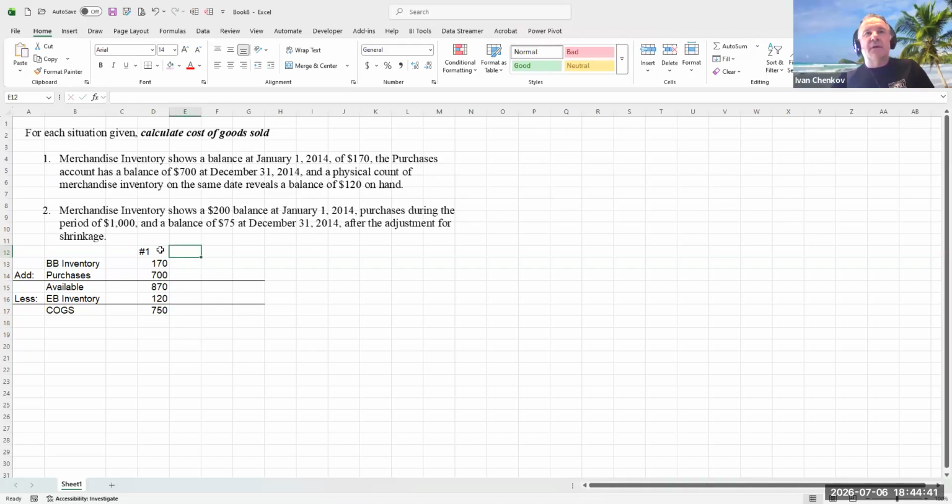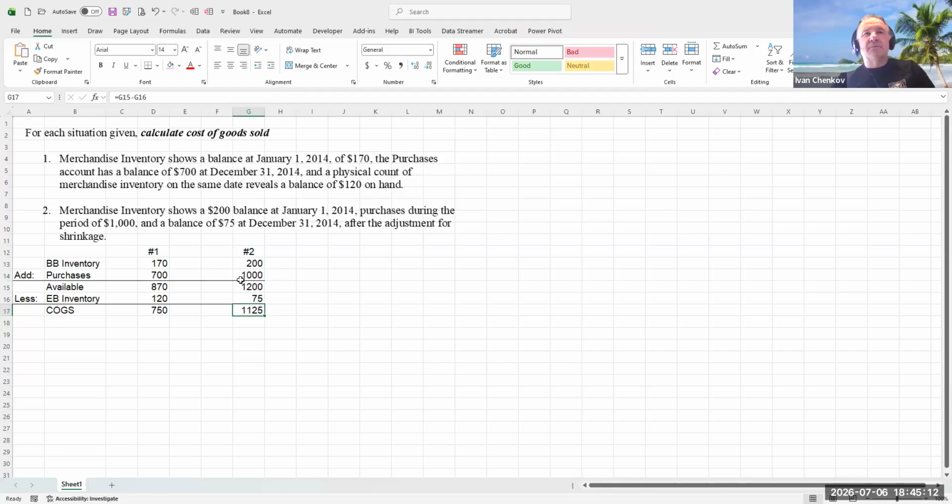If we do scenario 2, the situation will be exactly the same. In the beginning inventory, we're going to have 200, and then we're going to add the purchases, which is 1000. And now we have available 1200. Once we deduct the ending balance, which is 75, we're going to see how much is our cost of goods sold.